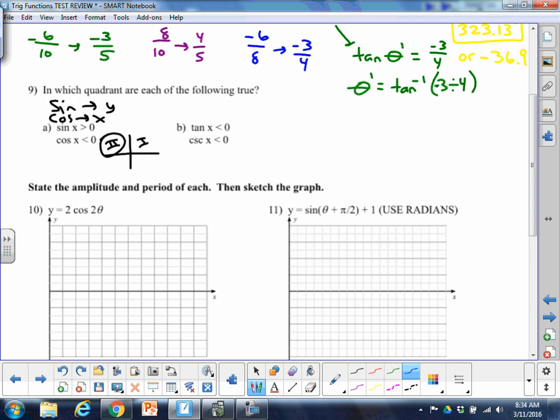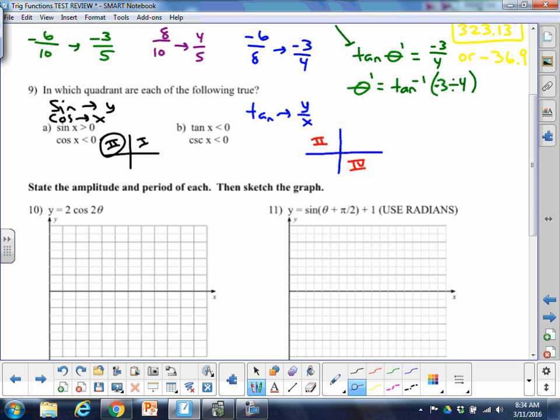All right, what about the second one? Tangent is y over x. Okay, so where is that negative? It's going to be negative where the y and the x are different signs, where one's positive and one is negative. So that happens in quadrant 2 and quadrant 4, tangent's negative there.